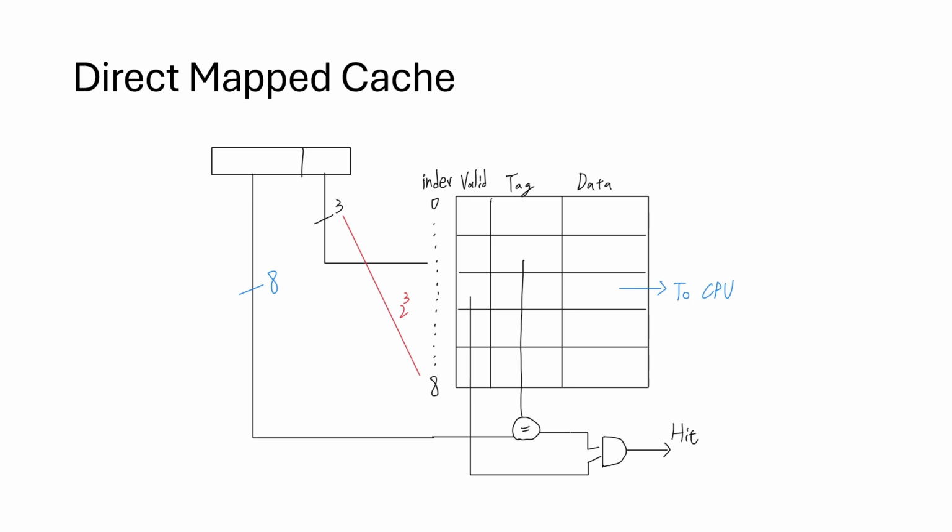In this case, we assume the tag is 8 bits, so the last 3 bits are used to find which cache it is. Then the rest of the 8 bits are used to check whether the tag is correct or not. If the tags are the same and the valid bit is 1, it means it's a hit. So it can use the data directly, and there's no need to fetch the data from the main memory.